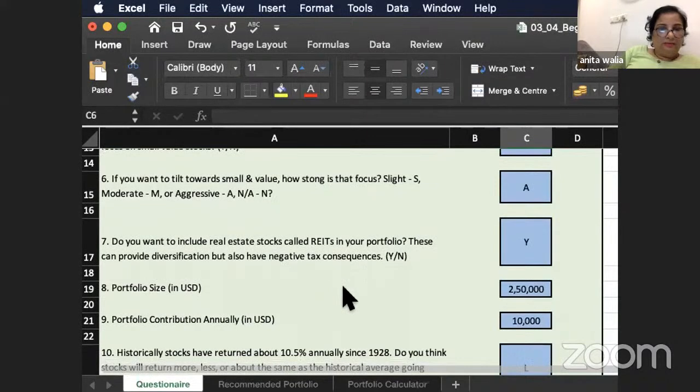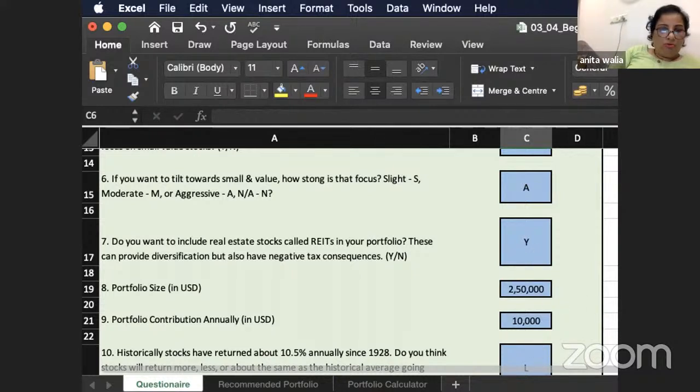Let's say the client is asked, do you want to include a real estate investment trust, called a REIT? These are all the terms which are used. You can just go and do some courses on this. It can provide diversification, but also has negative tax consequences, because it will generate a lot of income, and you have to tell the person all these things. So you can say the investor is interested in that, and you put yes.